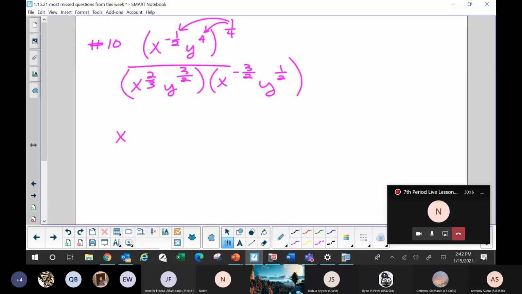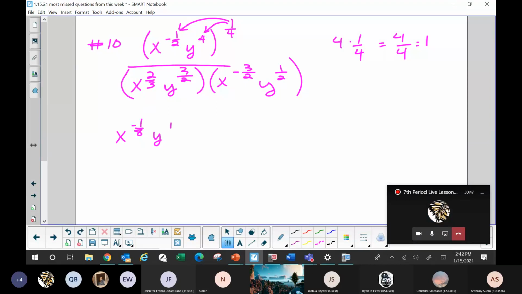So on the top here, this is going to be negative 1/8. And then you're going to multiply 4 times 1/4. You really don't need the calculator to do that. 4 times 1 is 4, so that's just 4/4, which is just 1. So this is y to the first power. Are we good with that step?